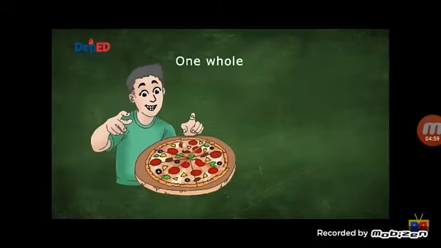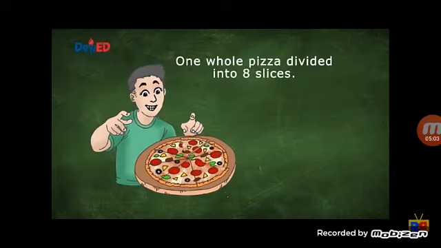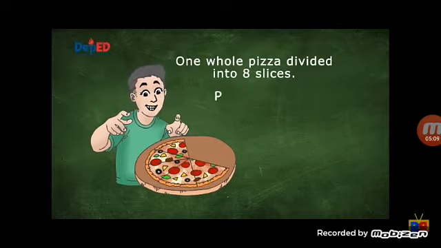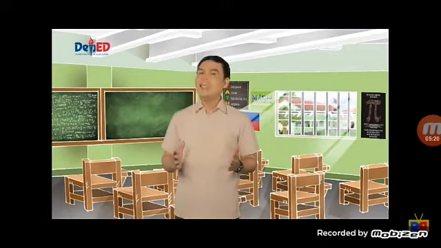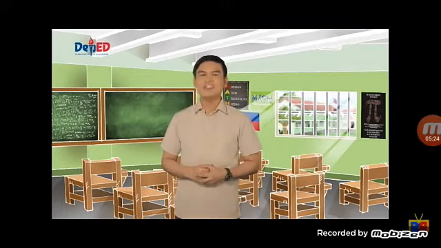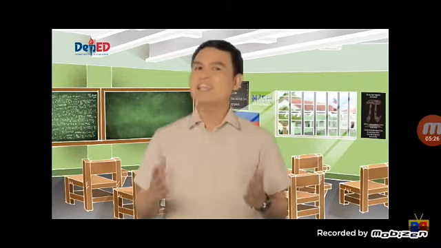Suppose you have a 1 whole pizza and you divide it into 8 slices. You ate 1 slice and another 2 slices. What part of the pizza did you eat in all? By putting together, 1/8 plus 2/8 equals 3/8. It means that in adding similar fractions, we just add the numerators and copy the common denominator.